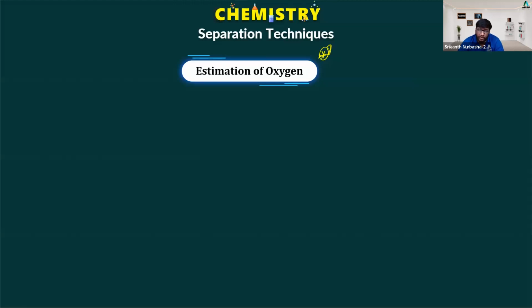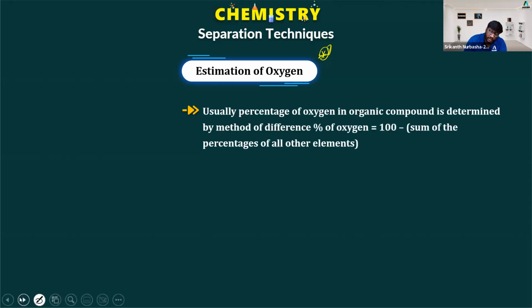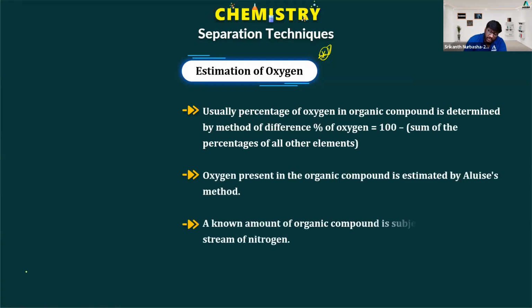Estimation of oxygen: generally, in one way we can estimate the percentage of oxygen by subtracting the percentage of all other elements from 100. Percentage of oxygen is equal to 100 minus the percentage of all other elements present in the organic compound. But we can also have a formula as well. This is what I was saying. Usually the percentage of oxygen in an organic compound is determined by the method of difference, that is, percentage of oxygen is equal to 100 minus the sum of percentages of all other elements.